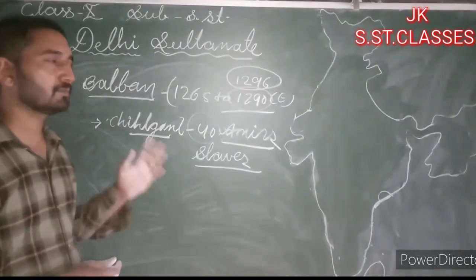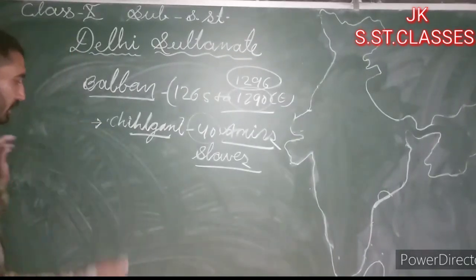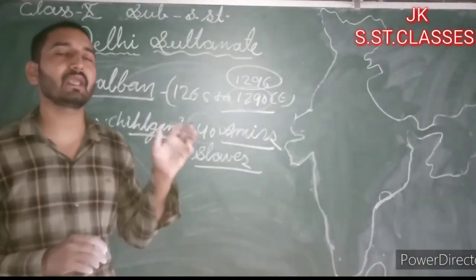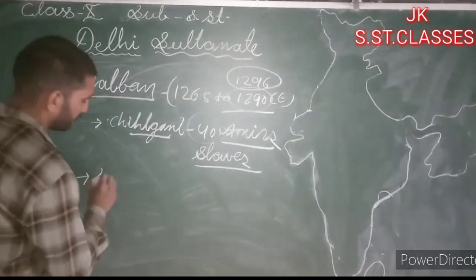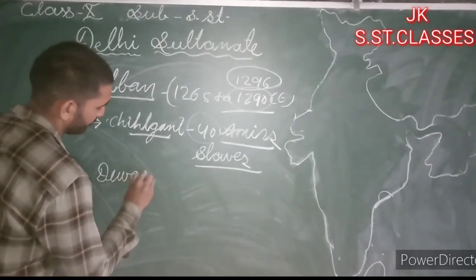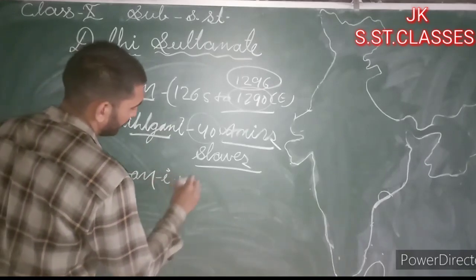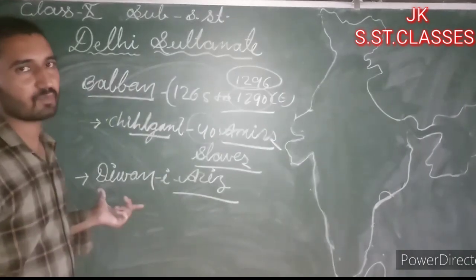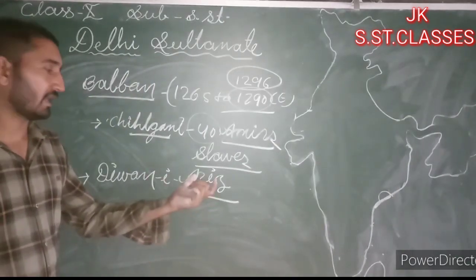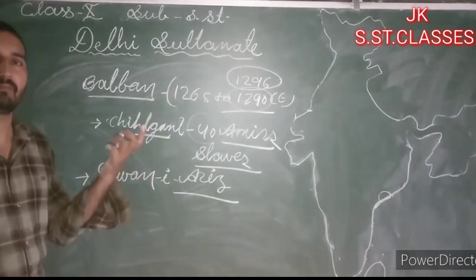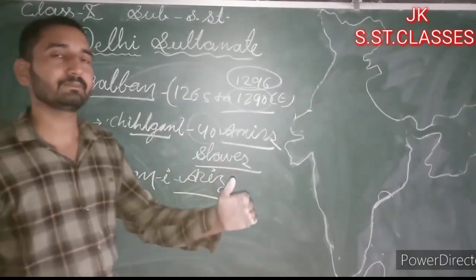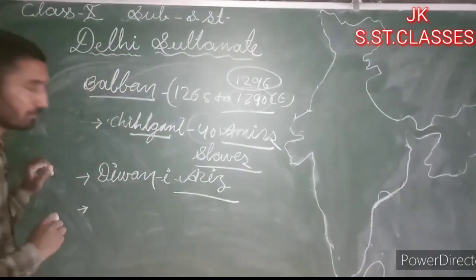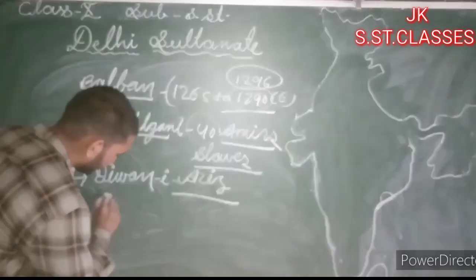Now the most important things related with Balban. Balban restructured the military department to confront the Mongol invasions. This department was known as Diwan-i-Arz. Is that clear? The military department at the time of Balban was known as Diwan-i-Arz, and this department was restructured by Balban for confronting the Mongol invasions.